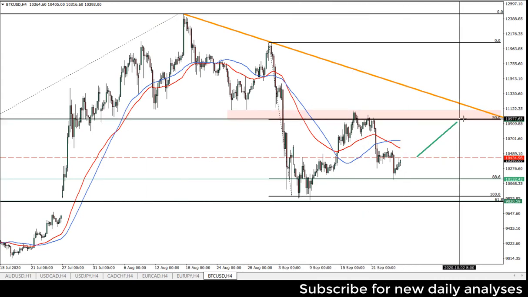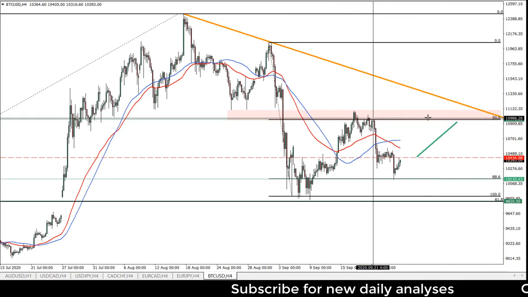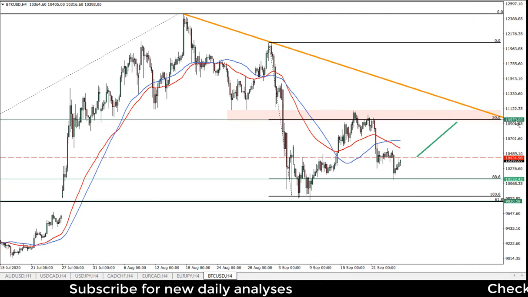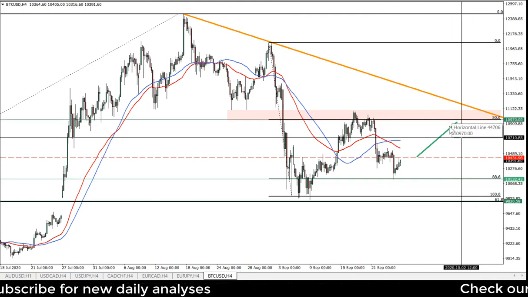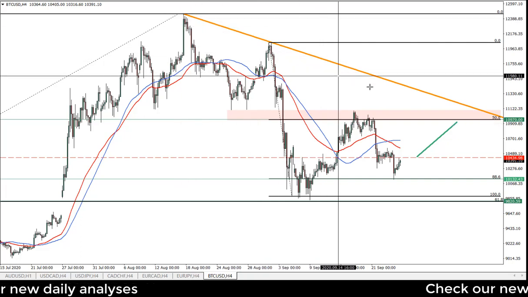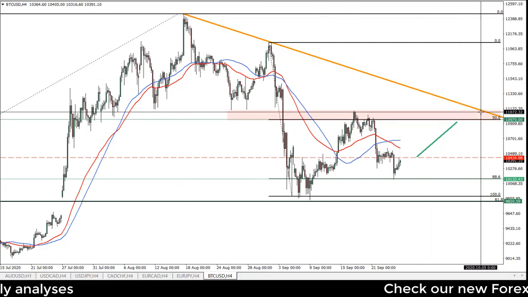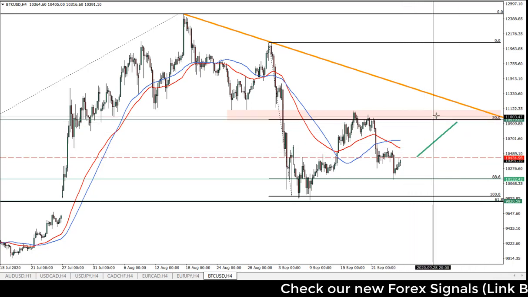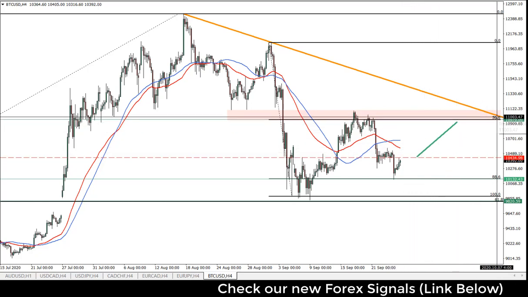So this is the area where Bitcoin could be heading towards, and this is $10,970. I also would expect that the price would be going towards the downtrend trend line. So at some point it could be a fast growth and then consolidation up until the trend line.